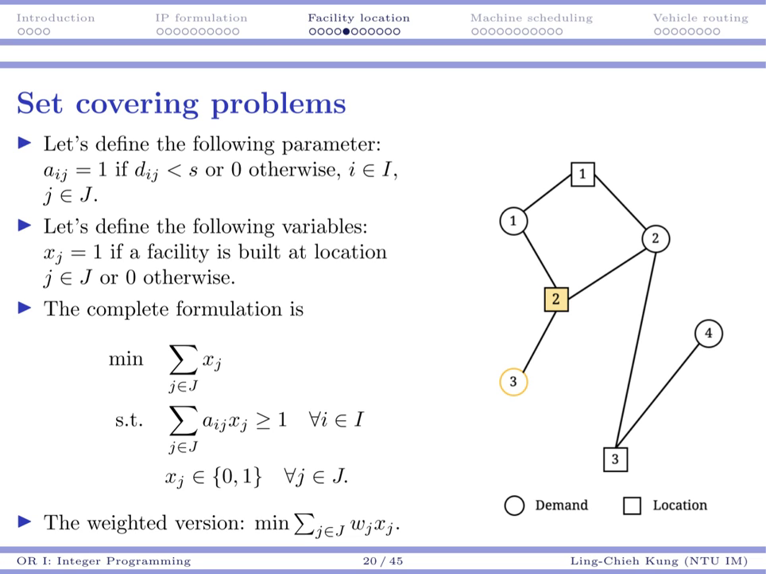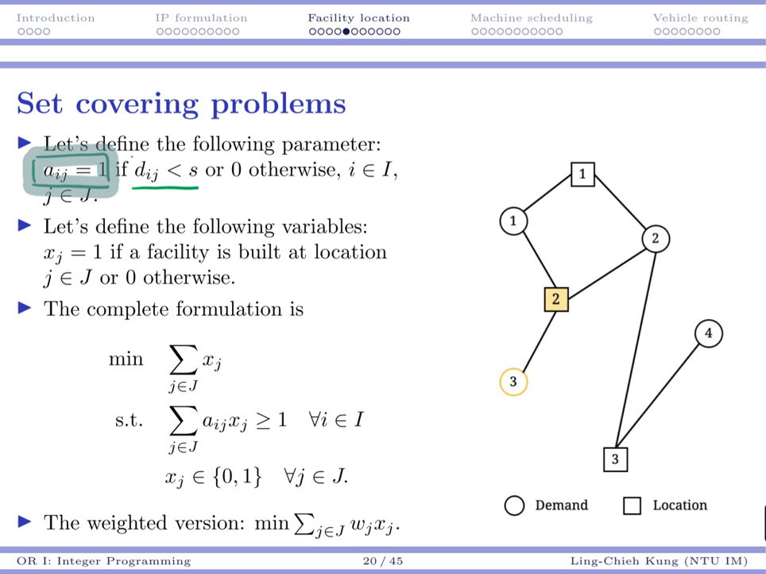So let's try it. First, we don't really care about Dij actually. As long as I cover you, it doesn't matter whether you are 2 kilometers from me or 20 kilometers from me. So I'm going to convert Dij to Aij. Dij less than S means covering. In that case, I would set Aij to be 1. Otherwise, I would set it to 0. So this parameter Aij means whether demand I can be covered by location J. If that's the case, I'm going to set Aij to be 1.